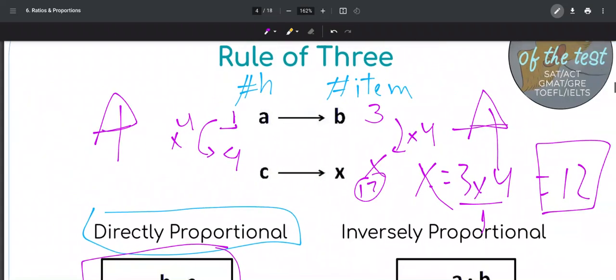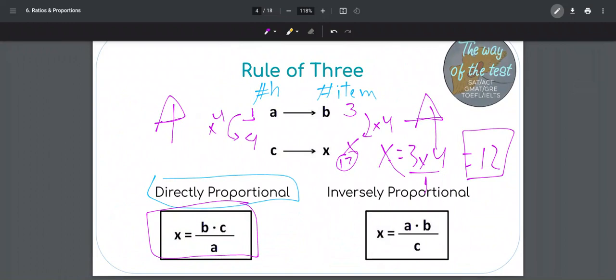Okay, pause the video here, copy what you had to copy, and I'm going to explain the inversely proportional. Okay, I'm going to erase.